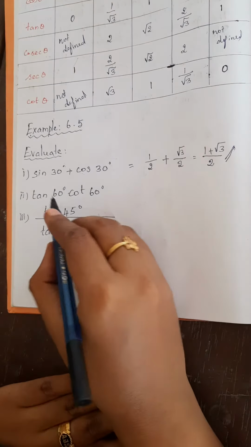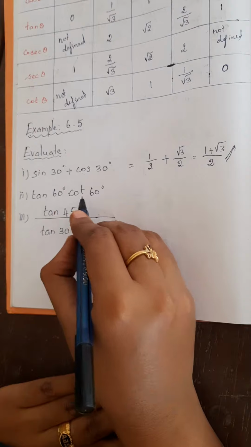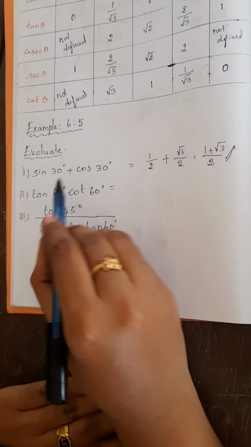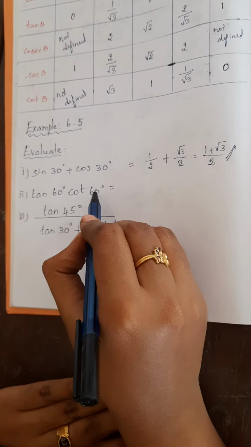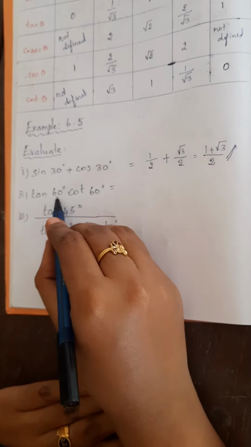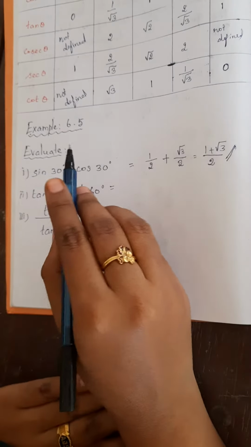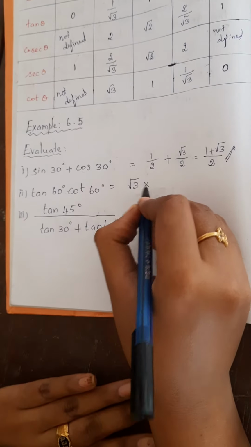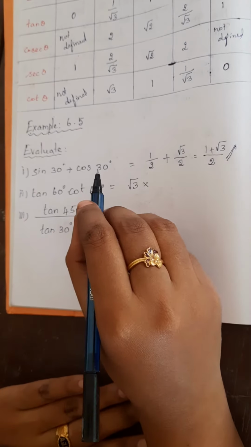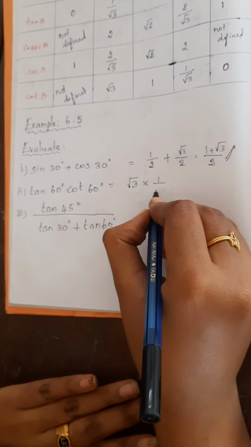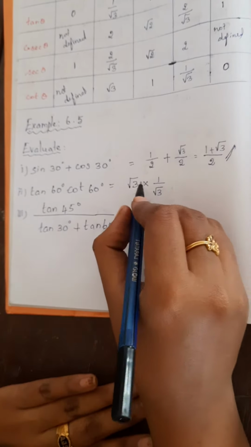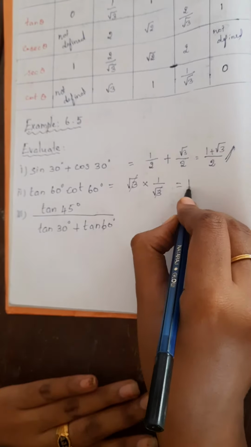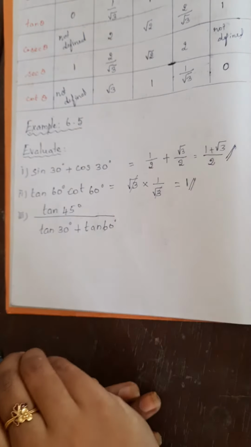Okay, next problem. Tan 60 degree into cot 60 degree. For this, you should know the value of tan 60 degree and also the value of cot 60 degree. Tan 60 degree is root 3. Then multiplication. Cot 60 degree is 1 by root 3. So it is in numerator, it is in denominator. Let's cancel it. Your answer is 1. So next problem.